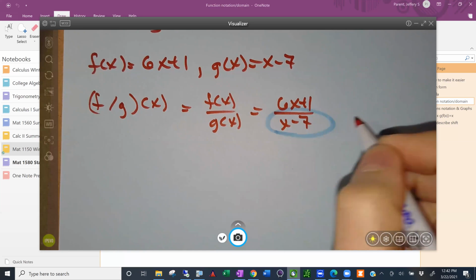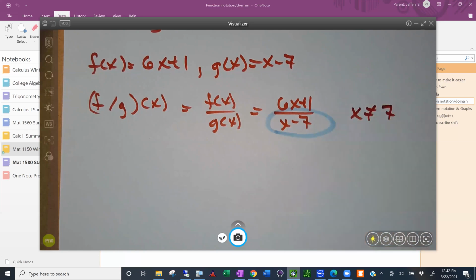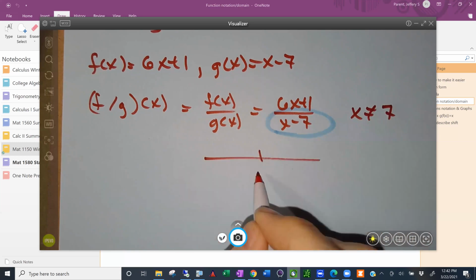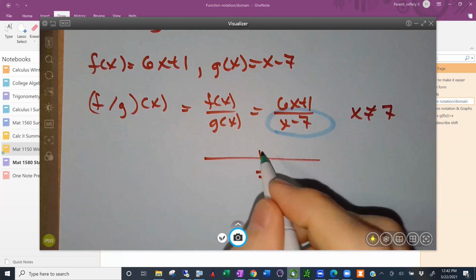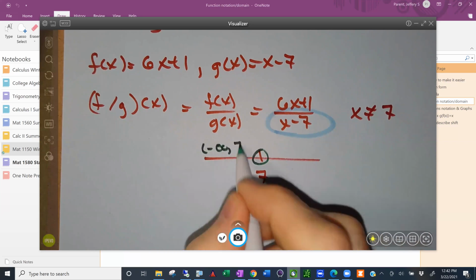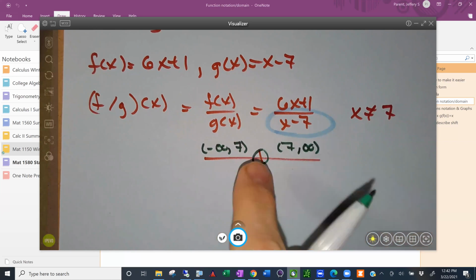So x can't equal 7. Now, unfortunately, WebAssign is going to want interval notation for that. So basically, we want everything except 7. That would mean negative infinity to 7, and then 7 to infinity. Everyone but him.